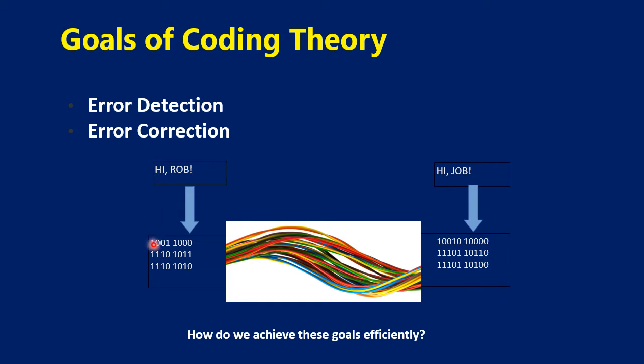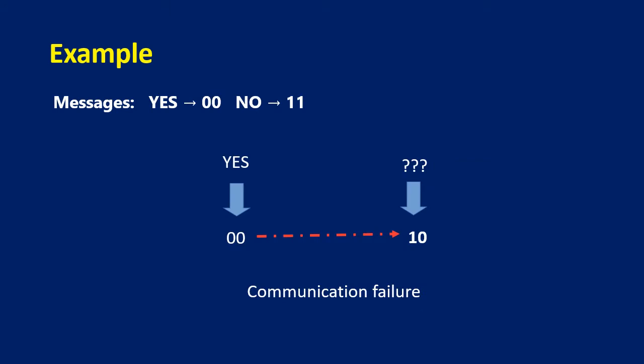For example, you have this message, "Hi Rob." When you put it in numbers, we turn that into bits, either 0 or 1, and then somewhere along the line something happened, and instead of "Hi Rob," it became "Hi Joe." For example, we have these two messages, yes and no. Yes is transmitted as 00, and no is transmitted as 11.